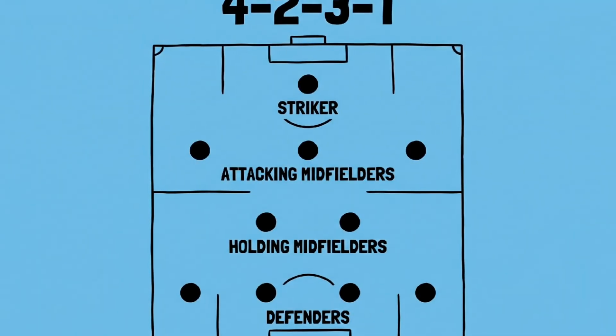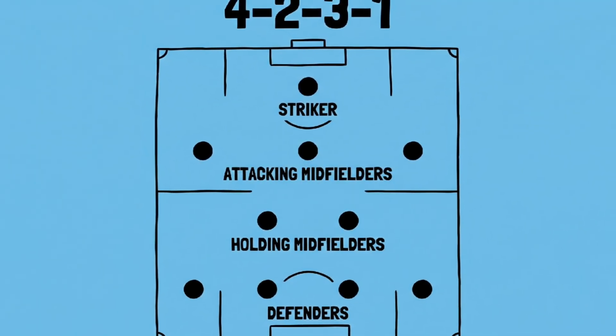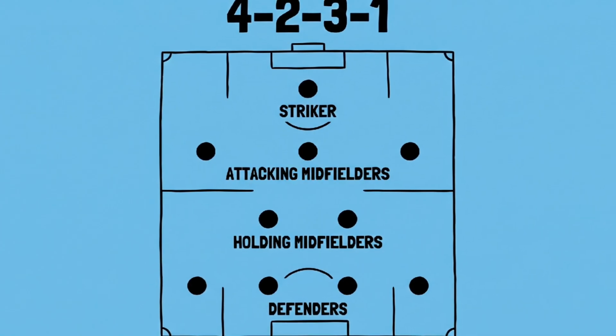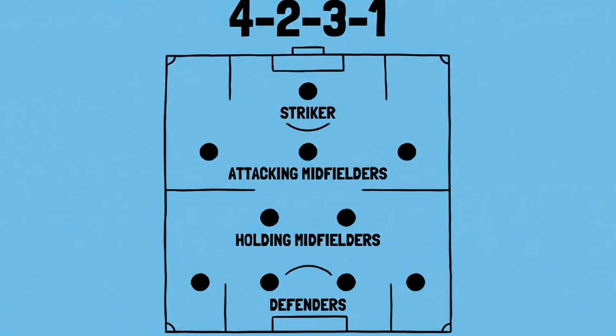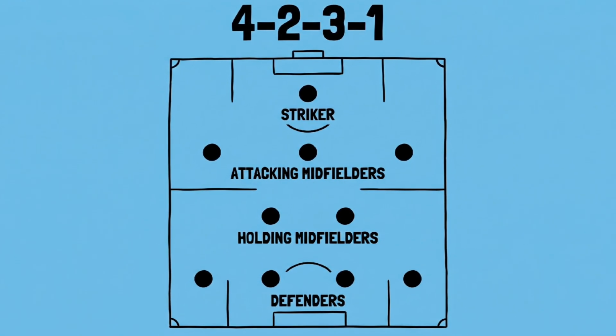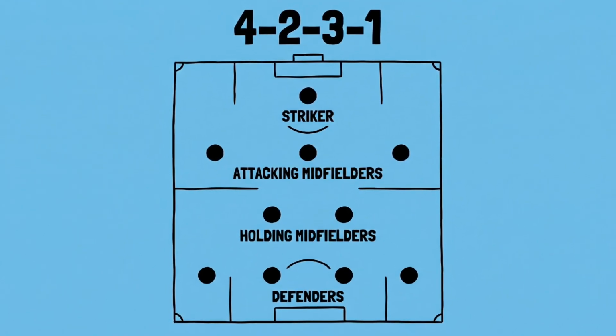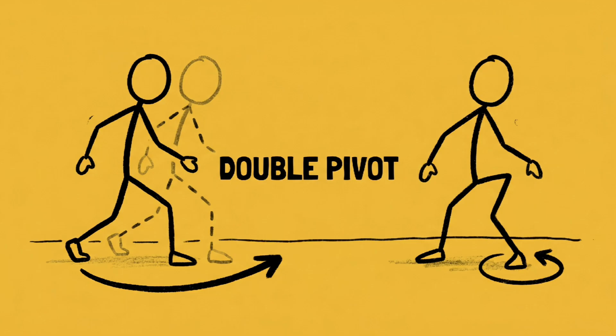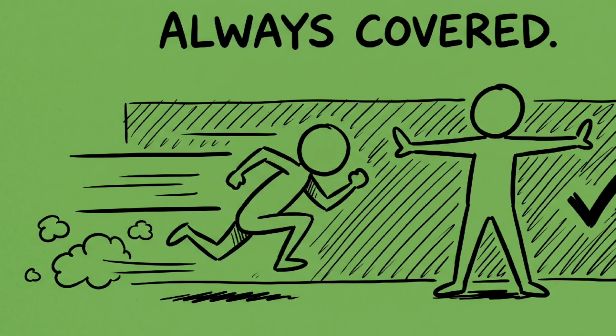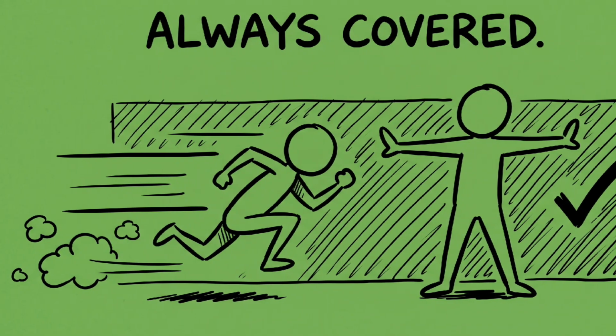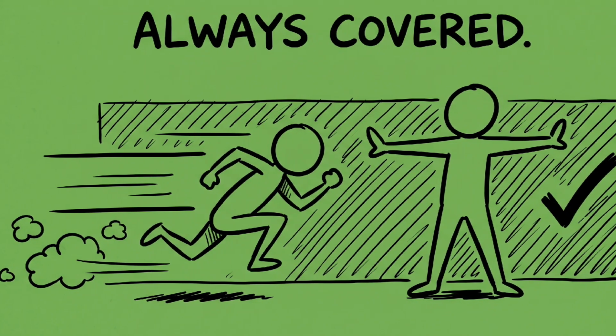The 4-2-3-1 is the formation that took over from the flat 4-4-2 in the mid-2000s and never fully left. 4 defenders, 2 defensive midfielders sitting in front of them, 3 attacking midfielders behind a single striker. The 2 holding midfielders, sometimes called a double pivot, solved the problem that destroyed the flat 4-4-2. Instead of one player protecting the defense, there are two. They cover for each other. One can press forward while the other holds position. The space in behind them is almost always covered.